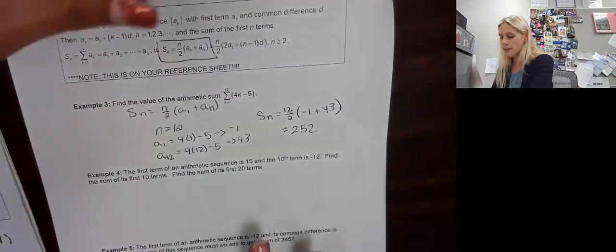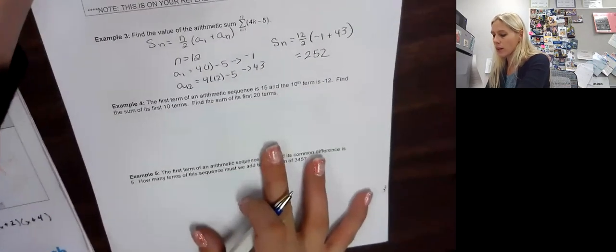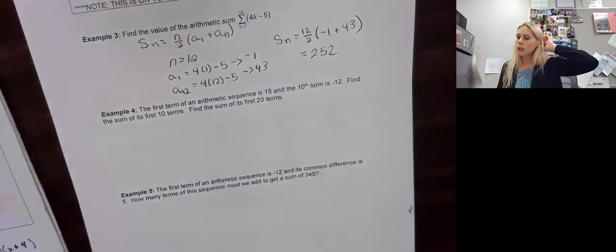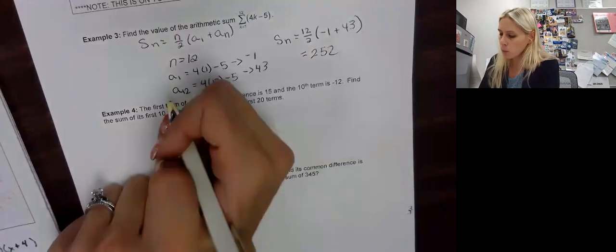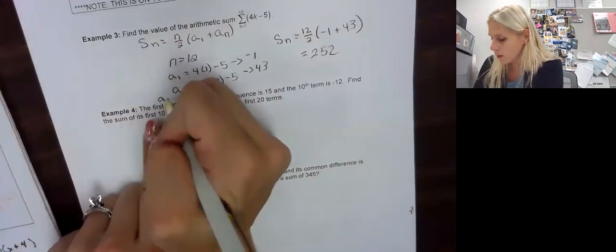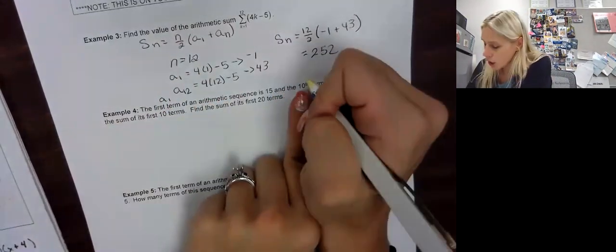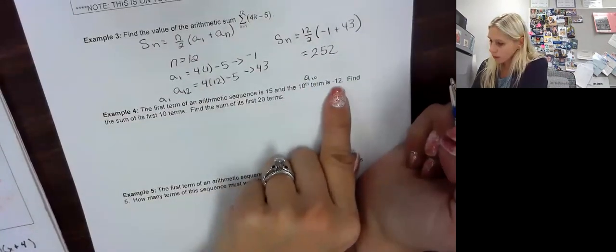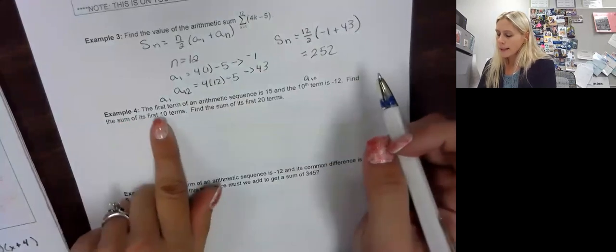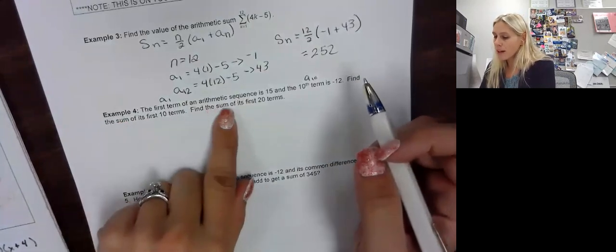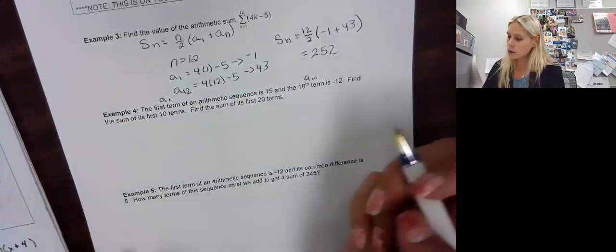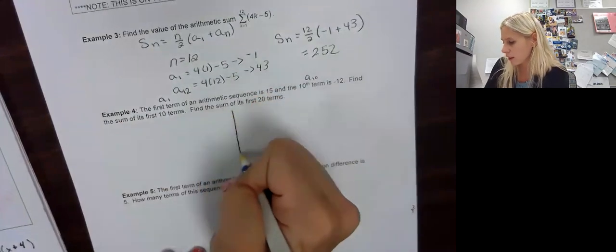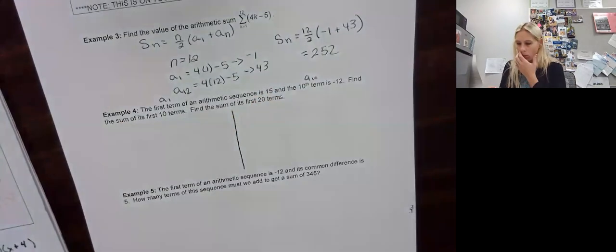All right, another type of question that we can run into is the first term of the arithmetic sequence. Well, remember, first term is a subscript 1. The 10th term, so that's a subscript 10, equals -12. Find the sum of the first 10 terms. Find the sum of the first 20 terms. So we have 2 questions here. So I'm actually going to divide this in half so I know what I'm doing.